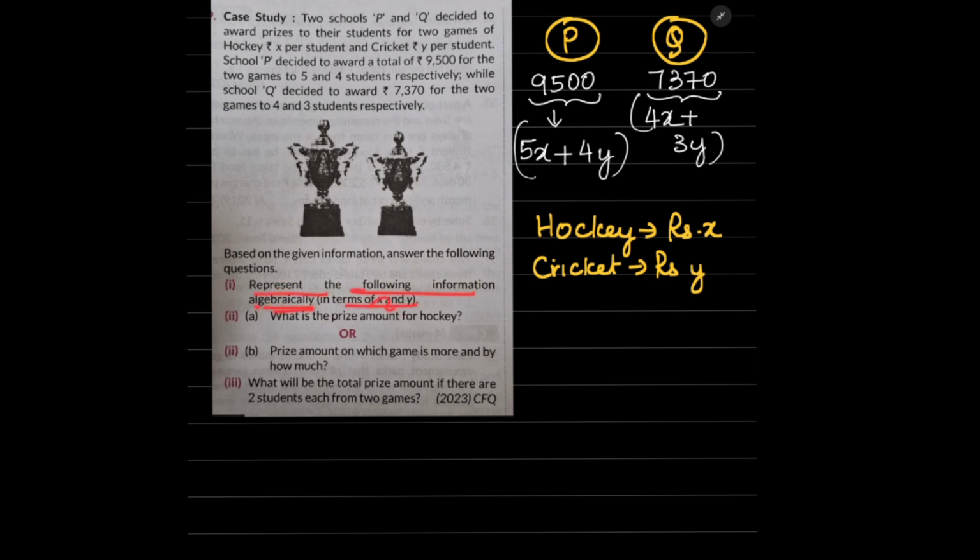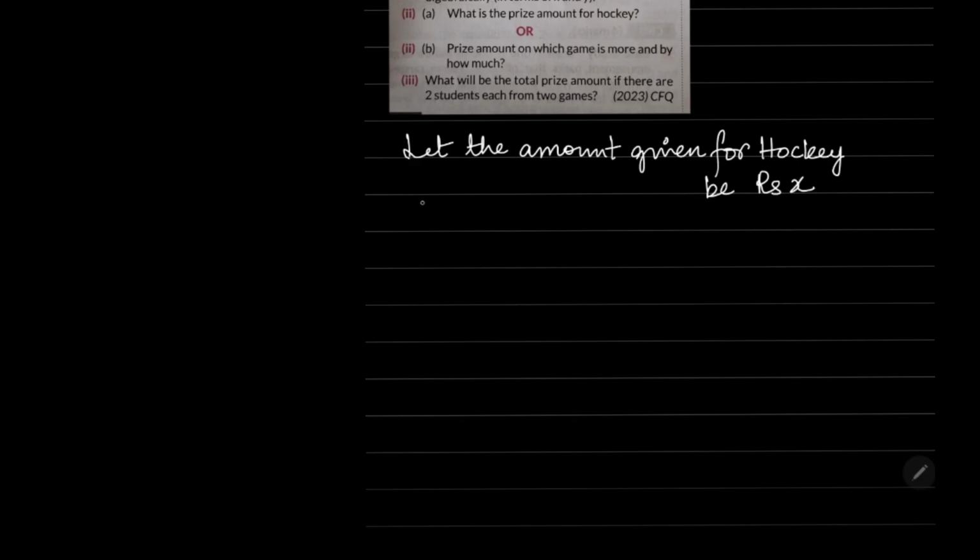Now, what is the first question? Represent the following information algebraically in terms of x and y. This is what we have done here. So how will you start writing? Let the amount given for hockey be rupees X, as given. And the amount given for cricket, let it be rupees Y.